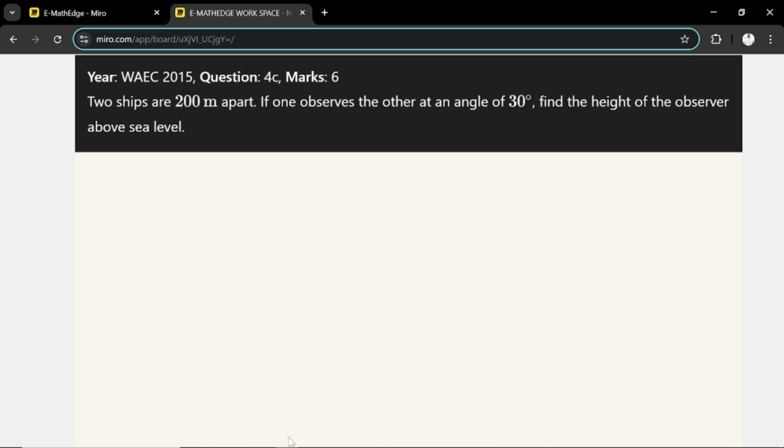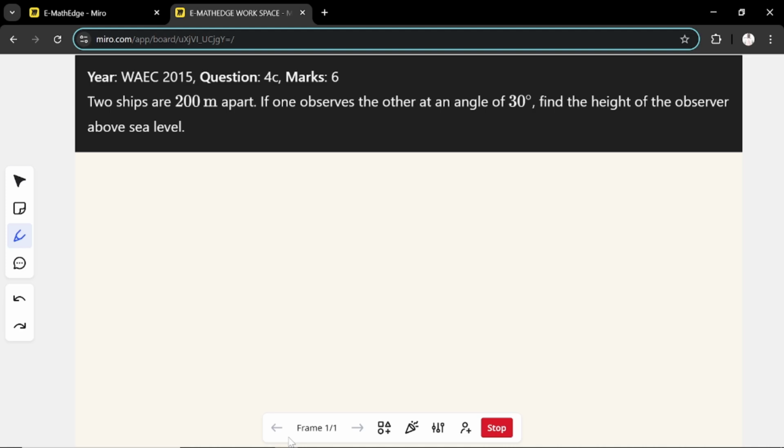So here we have a WAEC question for 2015, question 4C, which carries a total mark of 6. And the question says, two ships are 200 meters apart. If one observes the other at an angle of 30 degrees, find the height of the observer above the sea level. Now, the first thing we need to do is to try to interpret this question, to understand what this question is saying, what we are asked to obtain, and what data are available for us to use to obtain the height of the observer above the sea level.